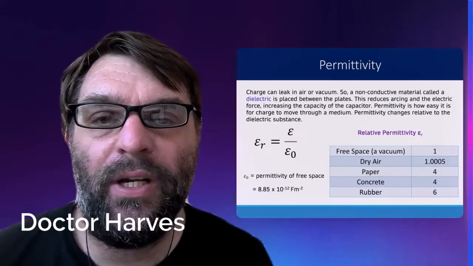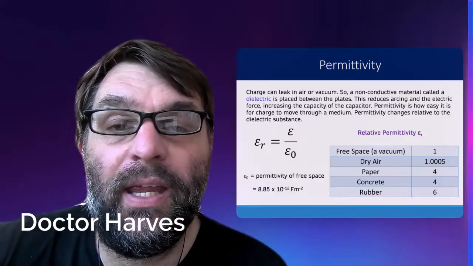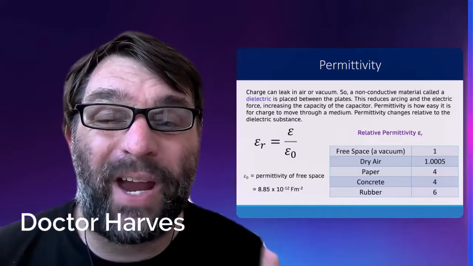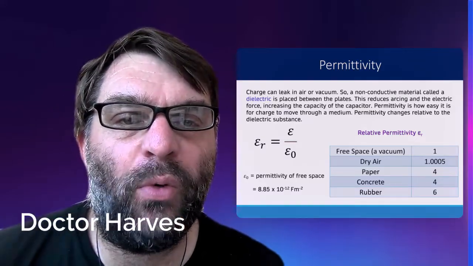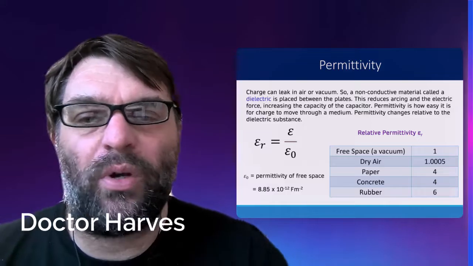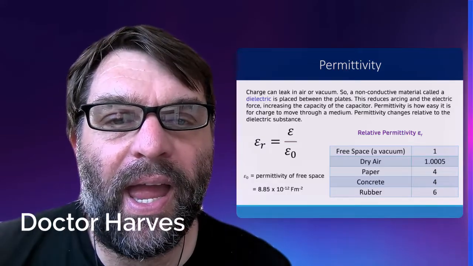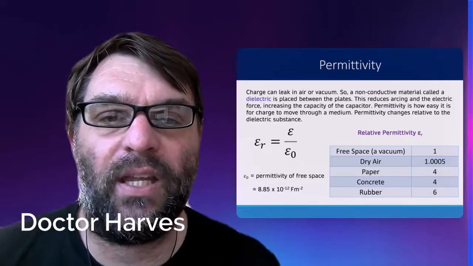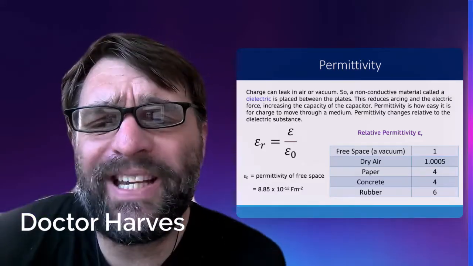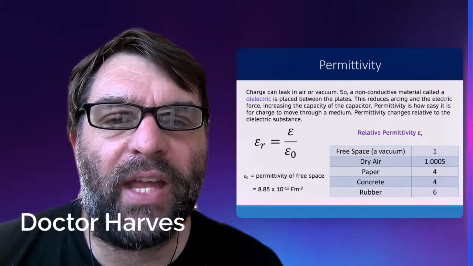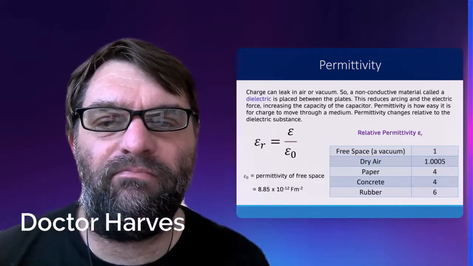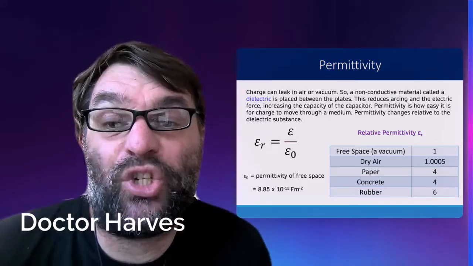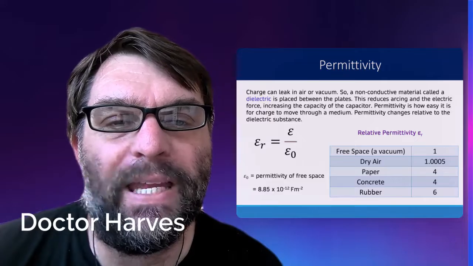Okay, so this charge on the plates can leak in air and vacuums. So we have this material in the middle called a dielectric, which you put between the parallel plates, and this reduces the arcing. You don't want that. You don't want electrons to jump across. It also decreases the electrical force, increasing the capacity of the capacitor. So basically permittivity is the ability of an electric force, or of that charge, to move through that particular medium.